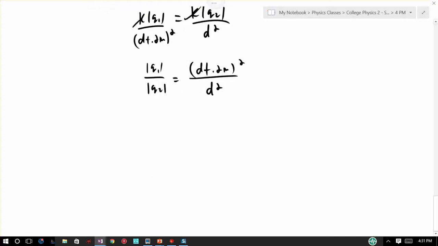Then I can simplify the left-hand side and the right-hand side. For instance, if I take the absolute value of Q1 divided by the absolute value of Q2, it's the same thing as taking Q1 and dividing it by Q2 and then taking the absolute value. It doesn't matter how you do that. Now, on the right-hand side, both the numerator and the denominator are squared. So that means I can factor out the square, and what you get is this. That's just a simplification that you can do.